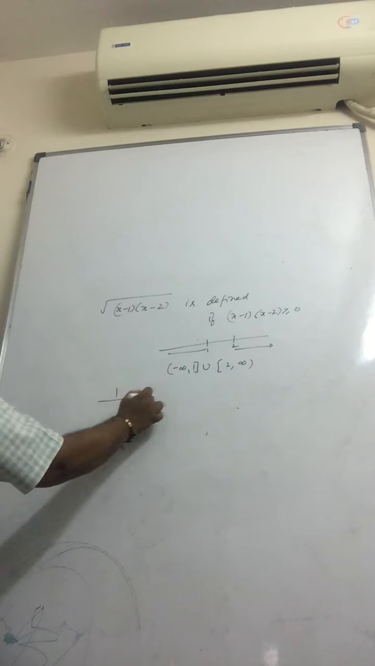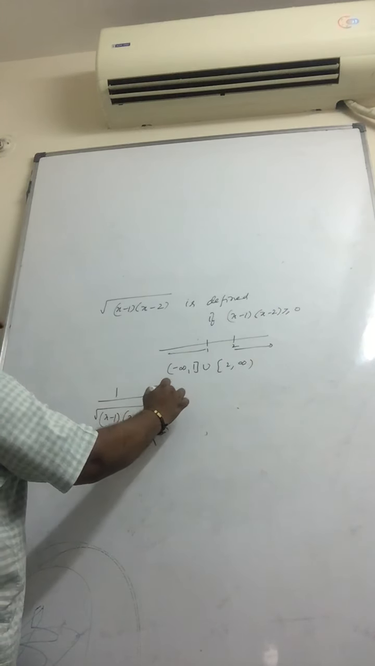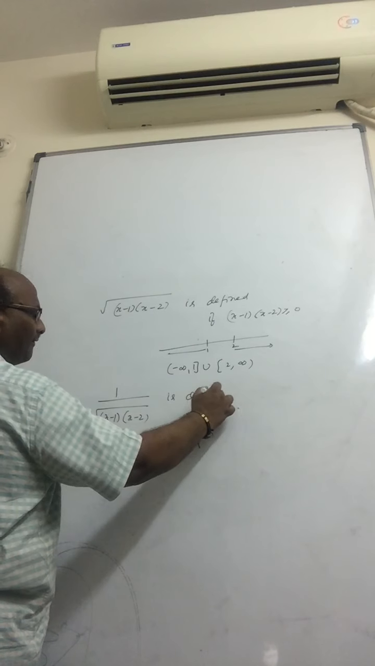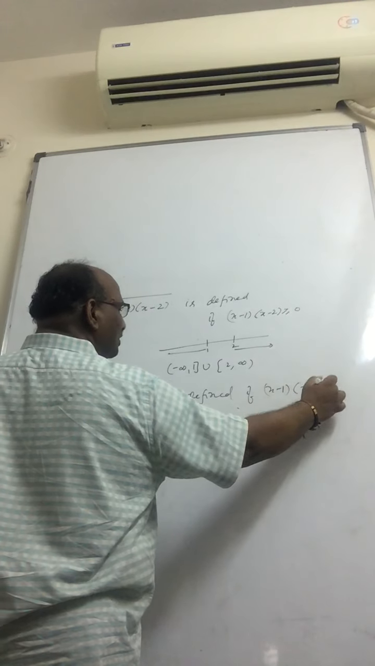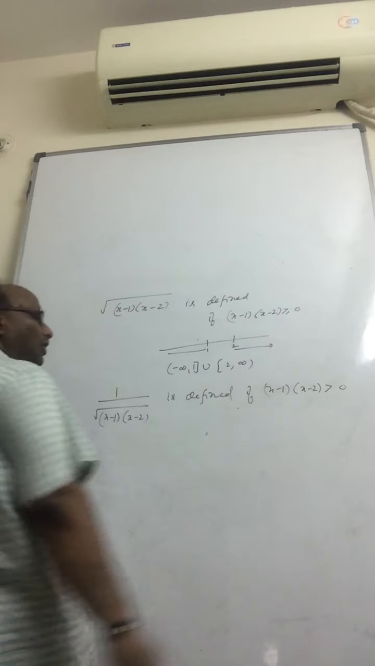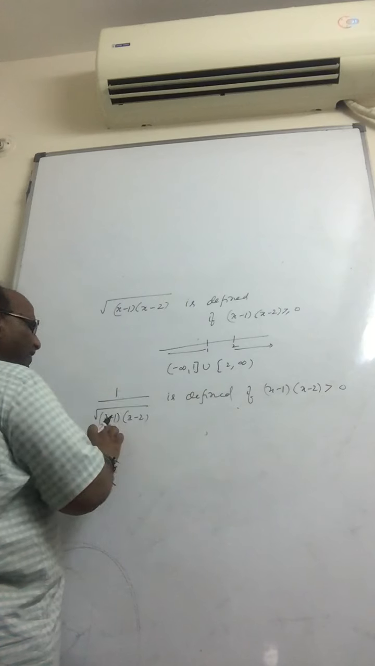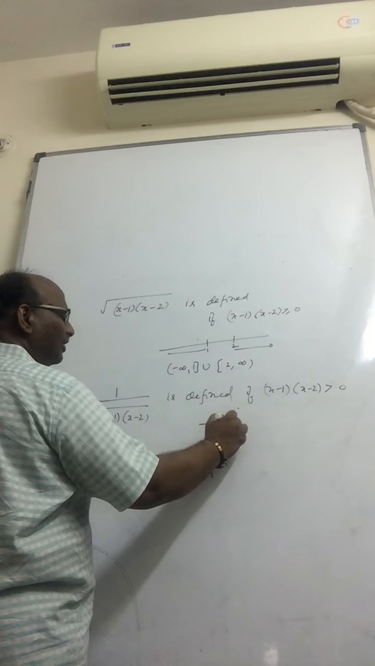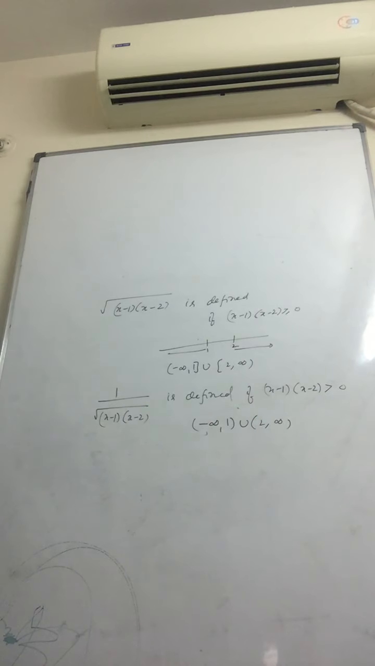The same function is there in the denominator, 1 by root of x minus 1, x minus 2. This function is defined if x minus 1, x minus 2 is greater than 0. Actually root is defined for 0, but since it is in the denominator, I should not consider 0. So here also the same thing, but 1 I should not take, 2 I should not take. We have to write open intervals: minus infinity to 1, union 2 to infinity.